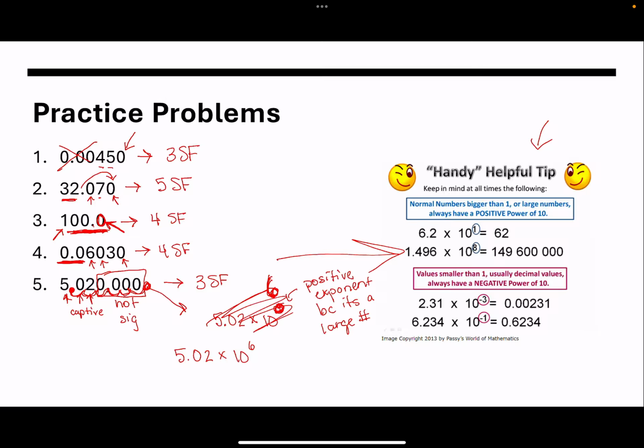Okay. And the whole reason I brought that up is because if you look at this, then you can see that there are 3 sig figs, even though I was having trouble with the exponent. So we moved the decimal 6 places, and that was 5.02 times 10 to the sixth.